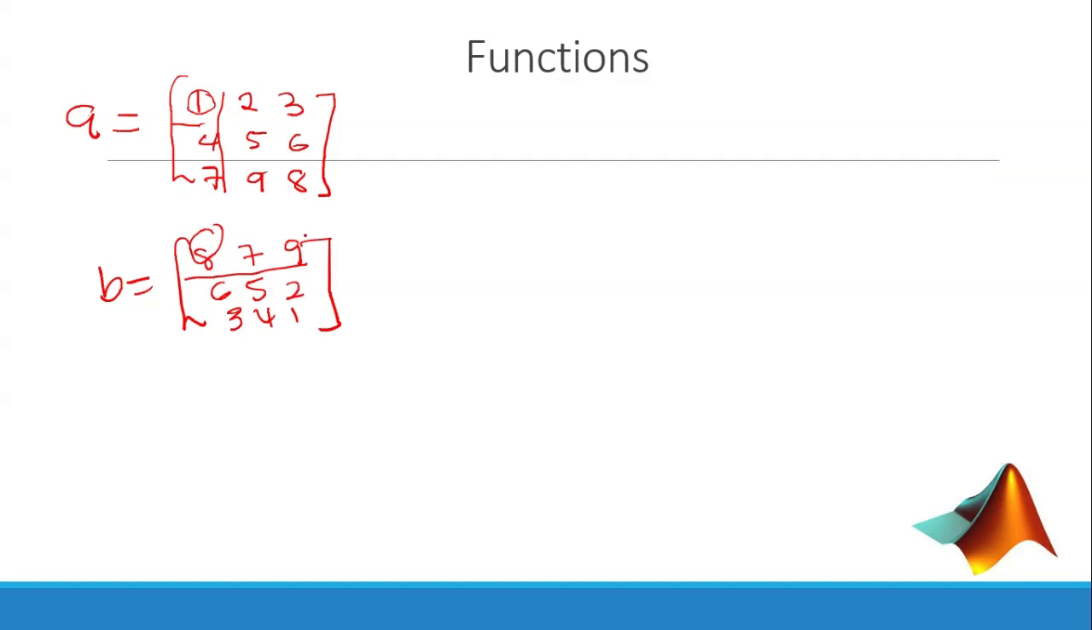If we want to perform operations on matrices, we use the normal operators: the star, the plus, the division slash, the minus. And if it is an array, you put a dot before the operator. So a dot star, a dot plus, a dot slash, and so on and so forth.